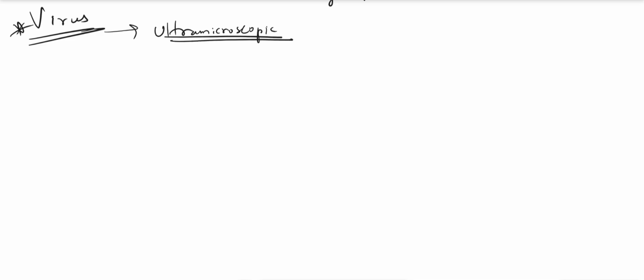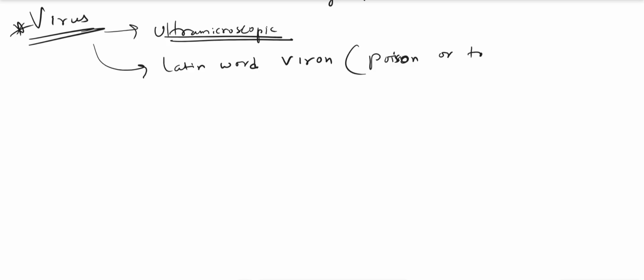Now, next one is virus. Viruses are very small in size, so they are also known as ultra microscopic. The word virus is derived from the Latin word virus, which means poison or toxin.